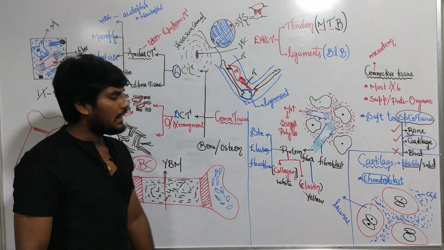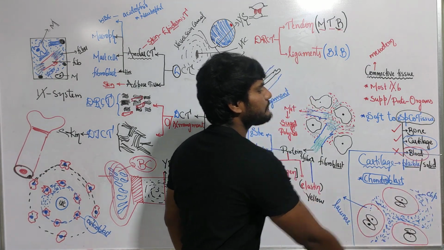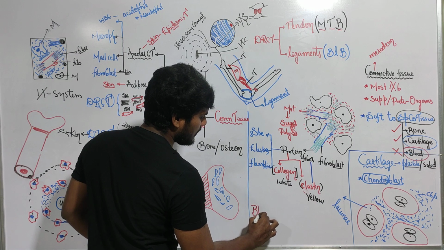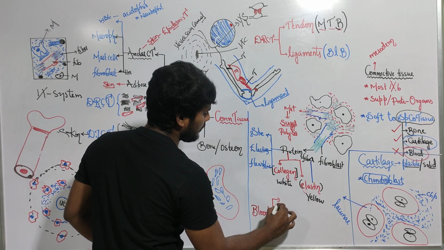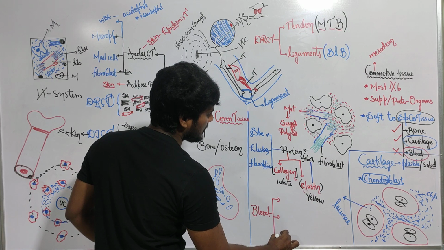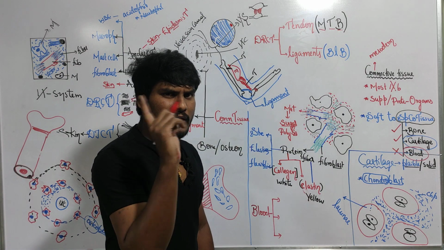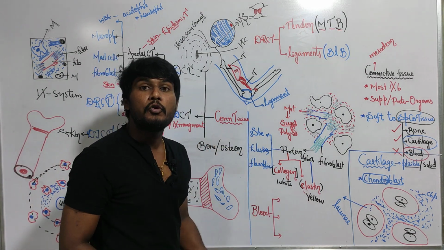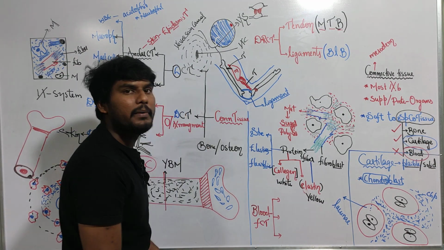And the last specialized connective tissue is what? Blood. A small concept they have given regarding blood, which we are going to discuss later. Blood is a fluid connective tissue that you have to remember, where fibroblasts are absent and fibers are also absent. Why? Because it has to circulate, it should not be present in a constant place. So blood is a fluid connective tissue. It is a connective tissue, but not in the solid form, in the liquid form.